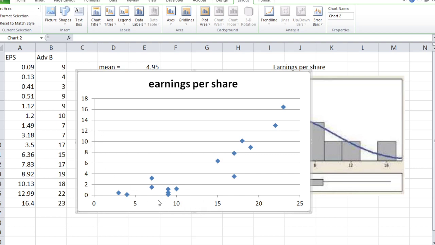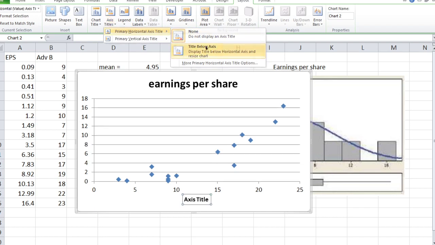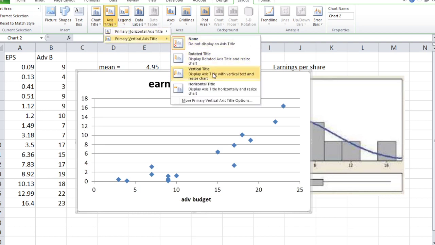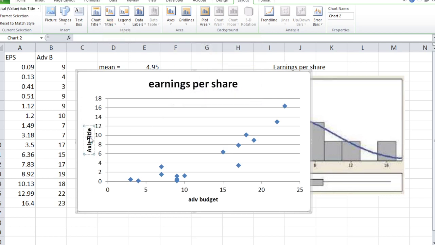What I could actually do as well to make sure everything is very clear is I could add the names of these axes. Go again to Layout, Axis Titles, Primary Horizontal Axis. Let's call it what it is. That's our advertising budget. Okay. And for the vertical axis, I could give it a name as well. Vertical axis, which is earnings per share. I'll just enter it as EPS. Now everything is clear about this chart. I wouldn't get confused at all.